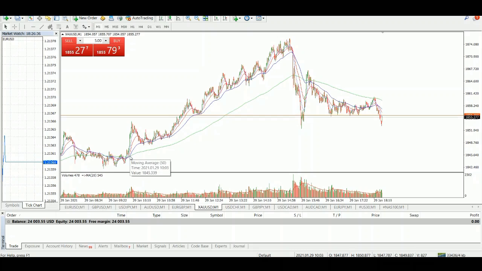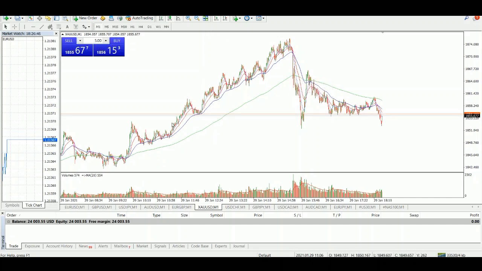Just from $1,845 toward $1,865. Imagine riding this uptrend. The XEU dollar is one of the best.